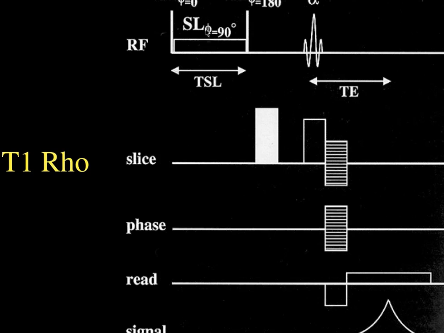You can measure the signal, which would be proportional to the proteoglycan content. So it's a way to measure the proteoglycan content, a lot like we talked about with dGEMRIC, except this way you wouldn't have to give contrast and you wouldn't have to wait 40 minutes for it to equilibrate.